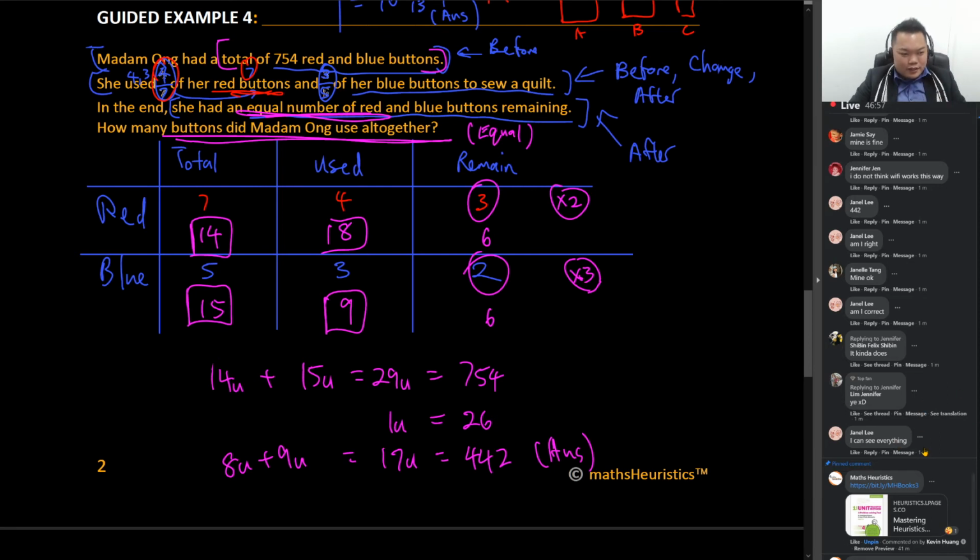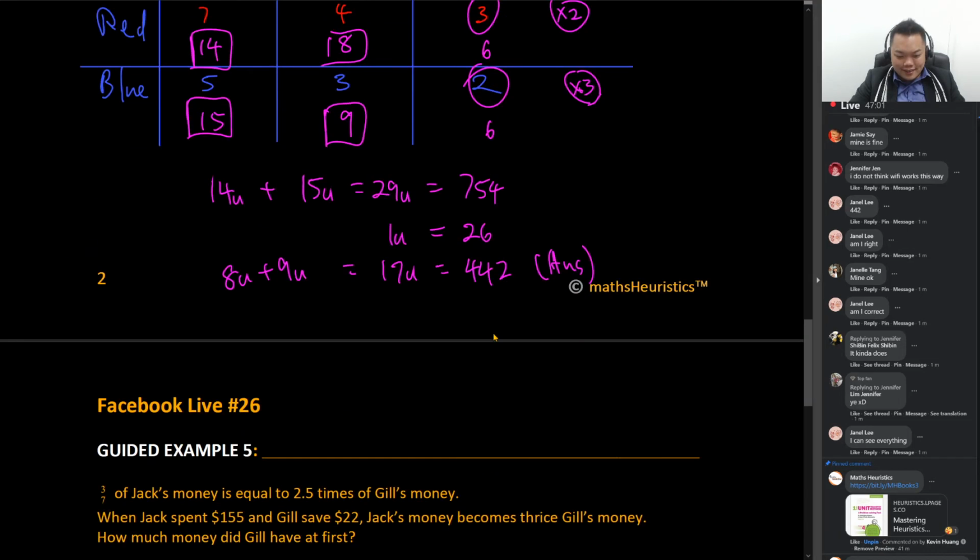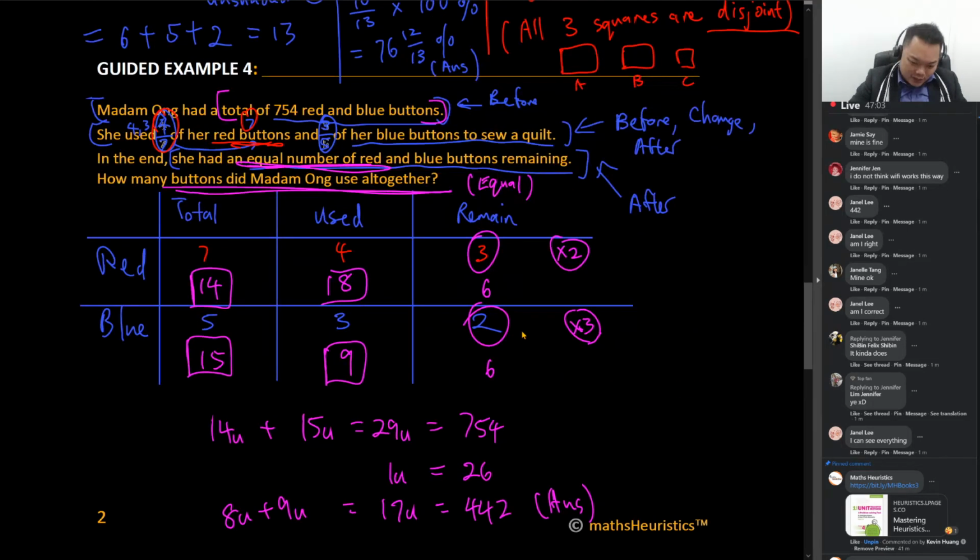I can see everything. Okay, so now ready for the last one? This, as you can see, for example 4, is also on the equal concept. The main idea here is the equal concept.